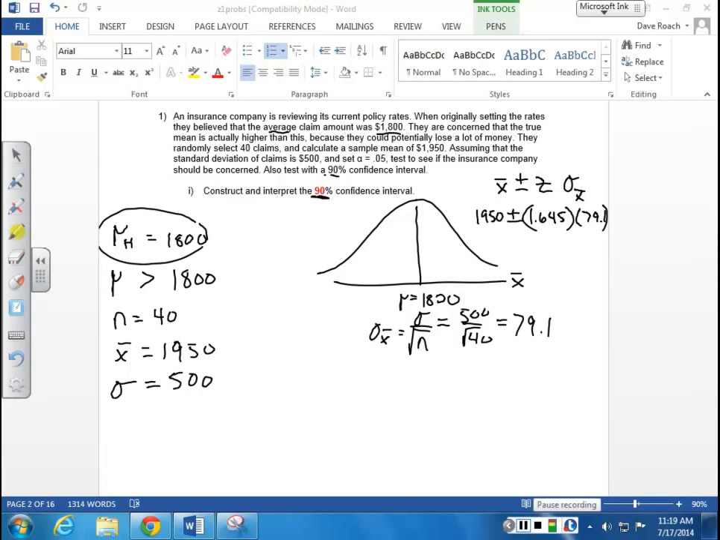That comes out to be 1819.9 to 2080.1. That is the 90% confidence interval.